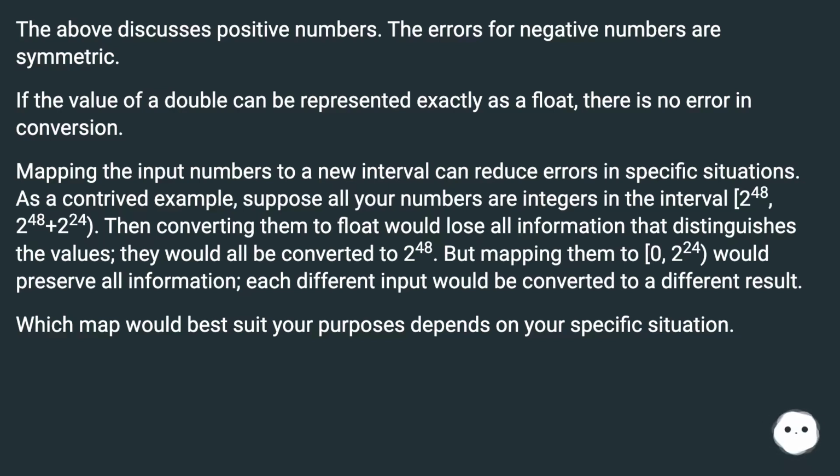As a contrived example, suppose all your numbers are integers in the interval [2^48, 2^48 + 2^24]. Then converting them to float would lose all information that distinguishes the values; they would all be converted to 2^48. But mapping them to [0, 2^24] would preserve all information; each different input would be converted to a different result. Which map would best suit your purposes depends on your specific situation.